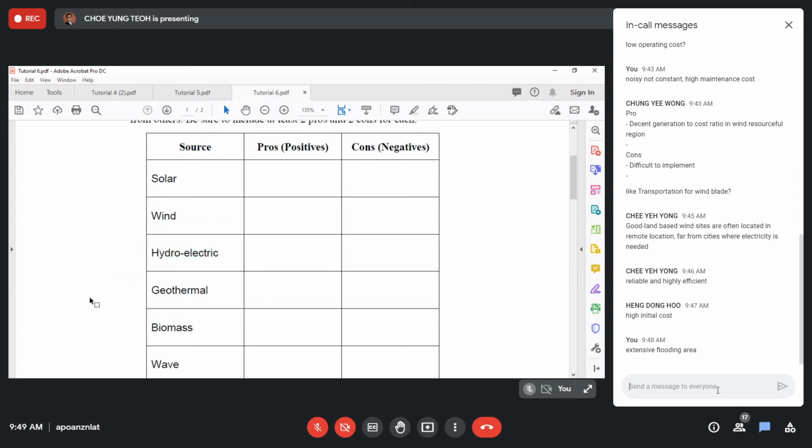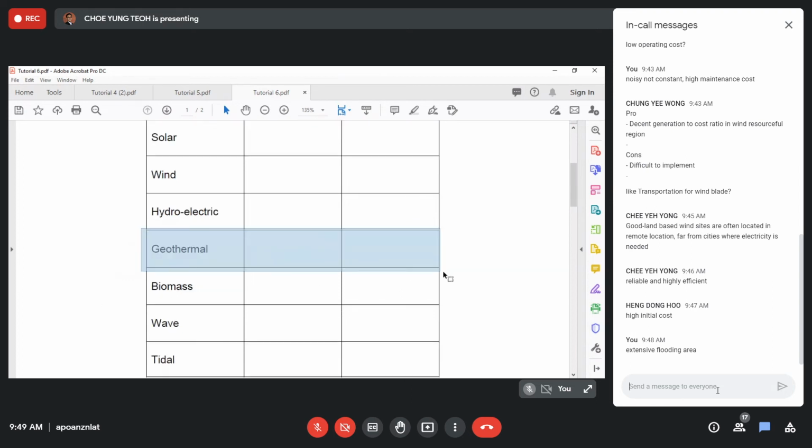Okay, then we talk about the next one, geothermal. Getting lesser information we have. Geothermal is the energy from the ground. What's the advantage? We just covered it on Monday, on Wednesday. What is the advantage of geothermal compared to the rest?